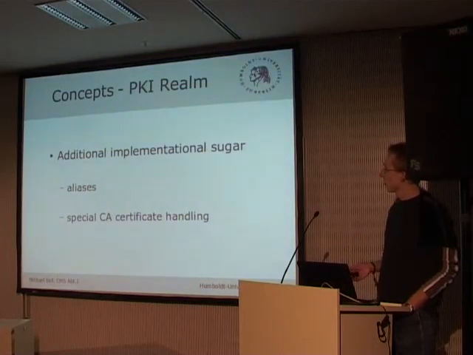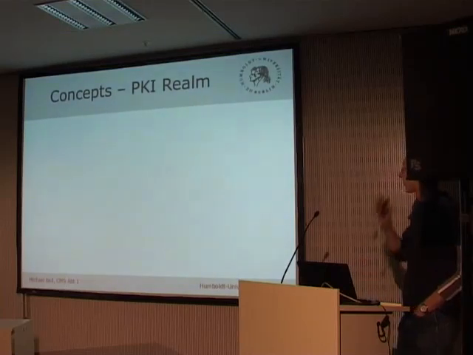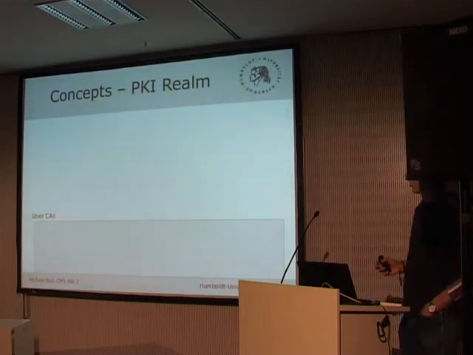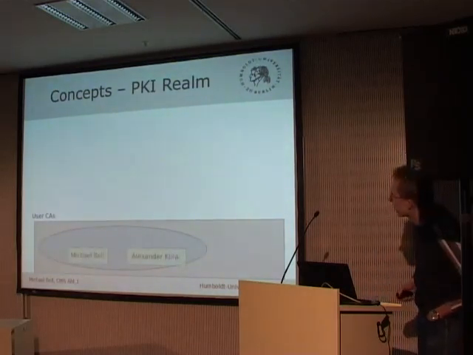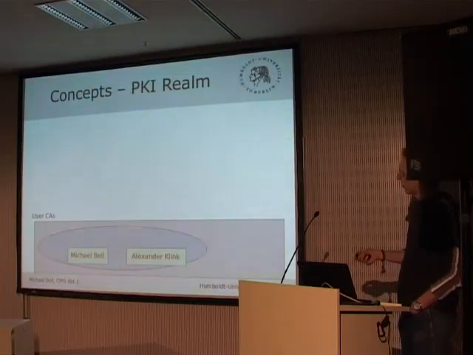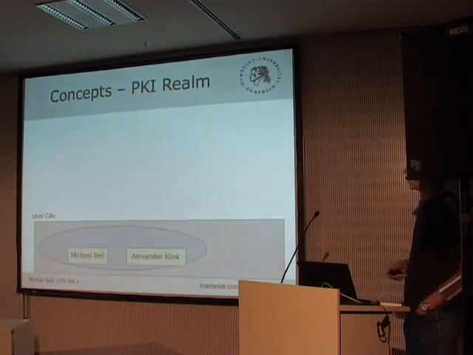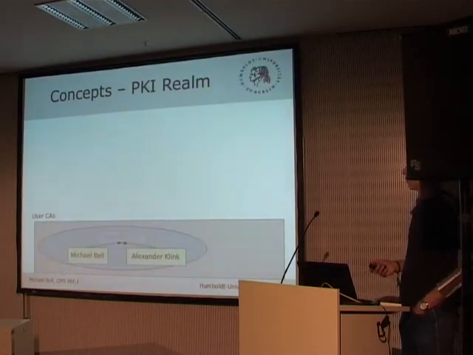We have aliases, which are simply names for certificates, and you have some special CA certificate handling. So what's going on in practice? You often see these gray boxes. Okay, the colors are not very useful. In this case, the gray rectangle is our PKI realm which we defined. The round box here is the CA system and the rectangles here are the normal certificates. Now we have so-called aliases.